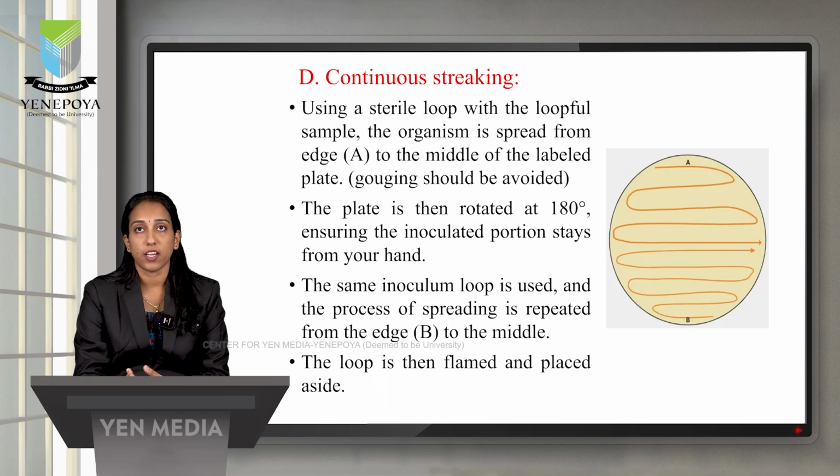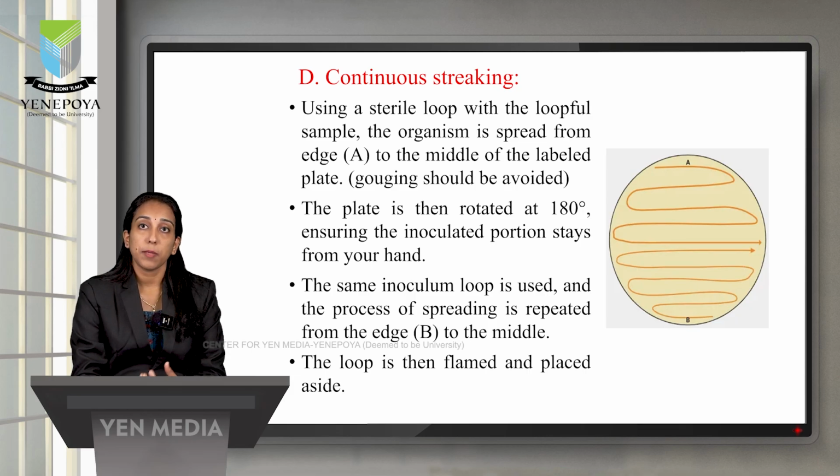Then continuous streaking. In continuous streaking, we take a Petri plate and divide it into 2 areas, area A and B. Using an inoculation loop, we streak from area A to the middle or center of the Petri plate. After streaking to the center, the plate is rotated 180 degrees. After rotating, the inoculation loop is kept at the B area.